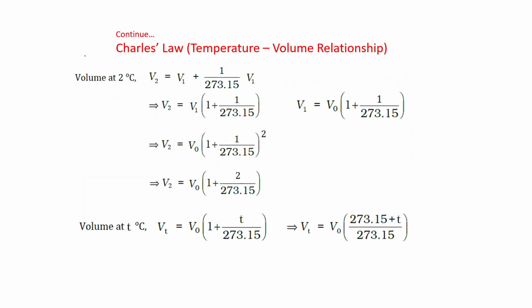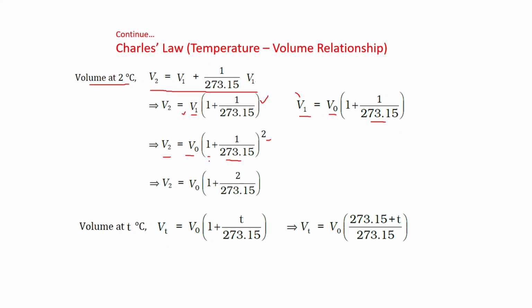In the same way, what will be the volume at 2 degrees Celsius? We can say this volume at 2 degrees Celsius is V1 plus 1/273.15 of V1. Now in this case, V1 is common. We will get this one. And as we know, V1 is equal to V0 (1 plus 1/273.15). Putting the value of V1 in this equation, we will get V2 is equal to V0 (1 plus 1/273.15) whole square.